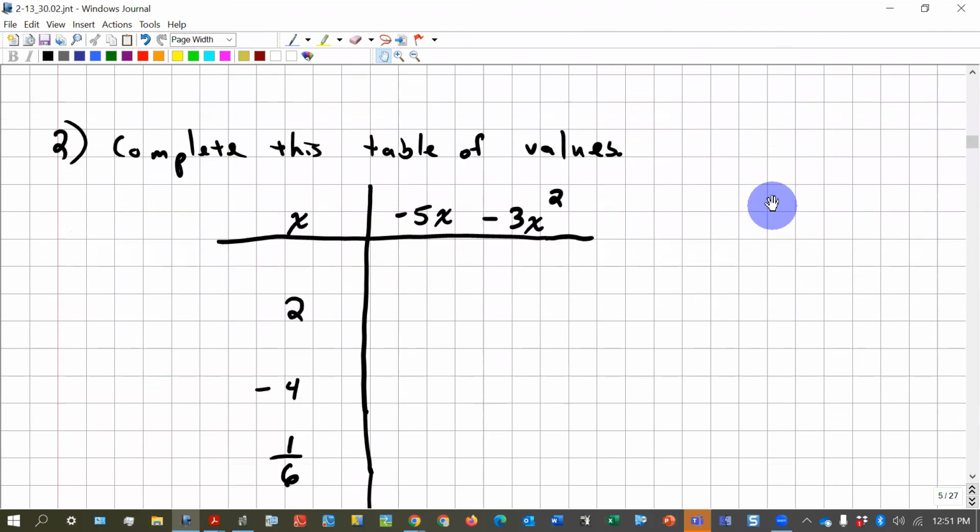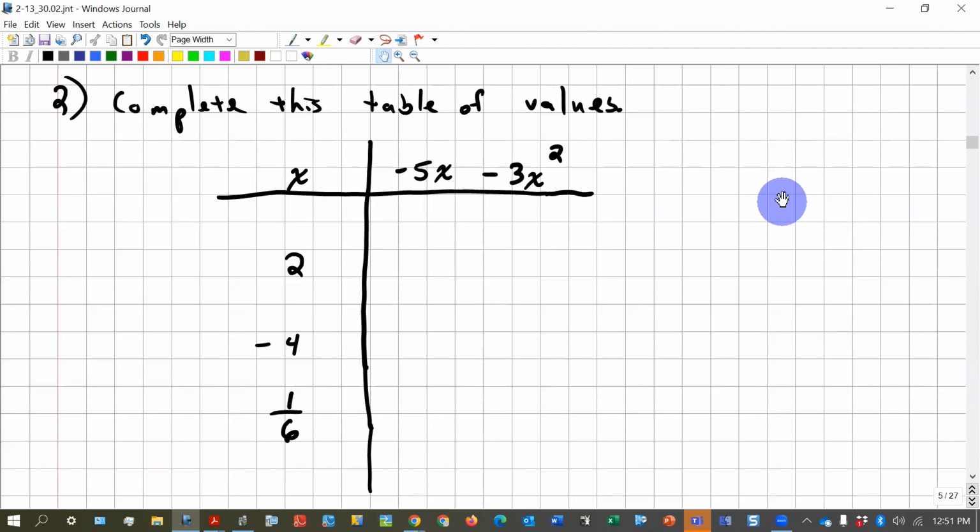Sometimes they ask you to complete a table of values where on the top left of the table is a variable and on the top right of the table is an expression in that variable. You need to do your work in a separate place, and then you're going to just put your results in the table.